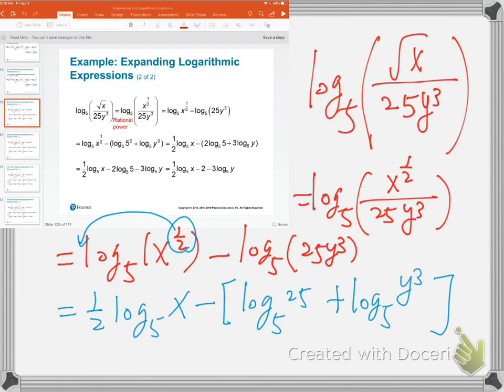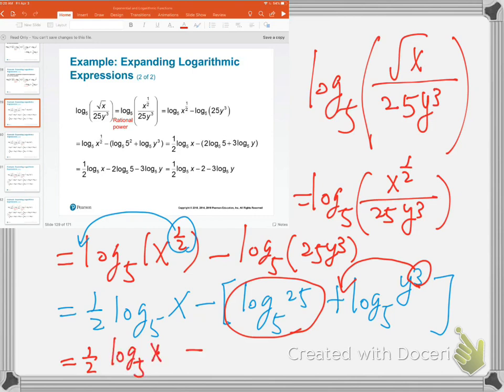For y cubed, this exponent is 3. Same power rule, it goes to the front. And for this, log 5 of 25 is number 2. So finally we got the answer: 1/2 log 5 of x minus, open bracket, 2 plus 3 log 5 of y, close bracket. Because there is a middle bracket, the subtraction applies to both logs inside the bracket.